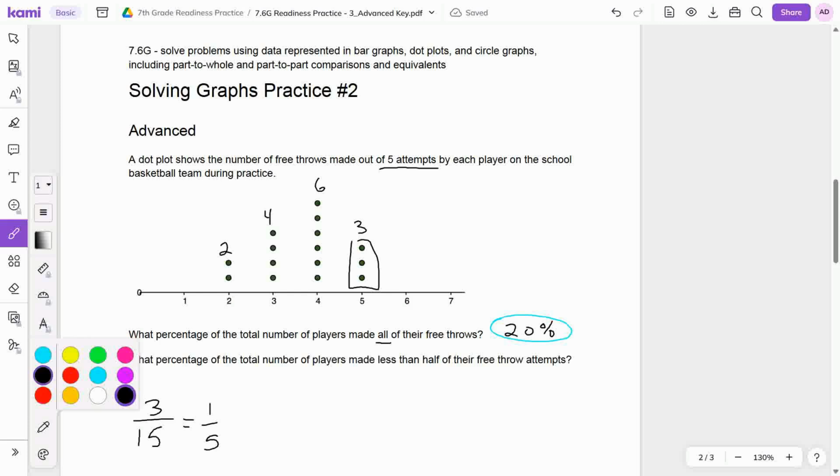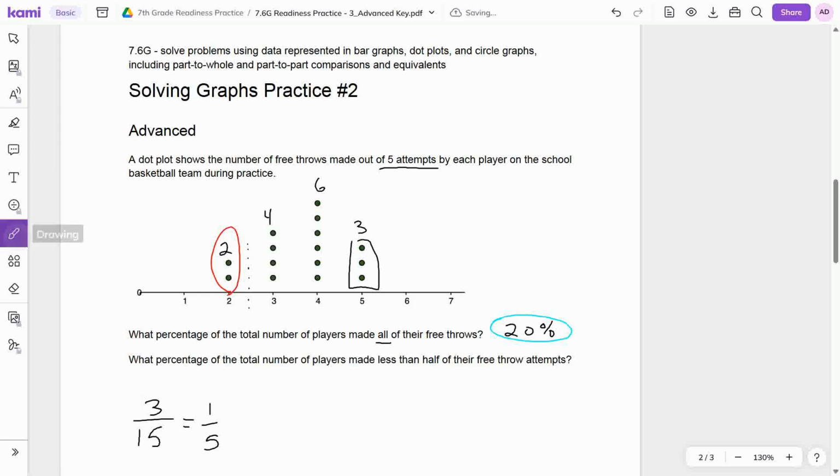Next, what percentage of the total number of players made less than half of their free throw attempts? Well, technically half is going to be like right here. But you can't make 2.5 free throws. That's exactly half of 5, but you have to either make 2 or 3. They have to be integers. So really, we're just looking now at these two right here. These are the only two that made less than half. So that's going to be 2 out of 15.